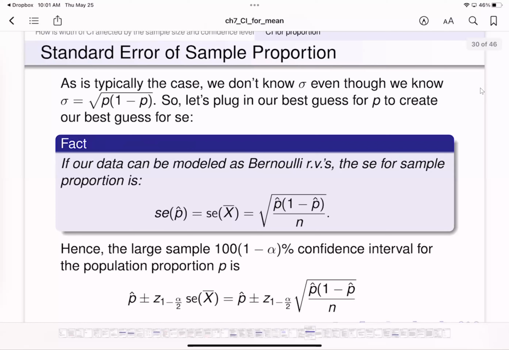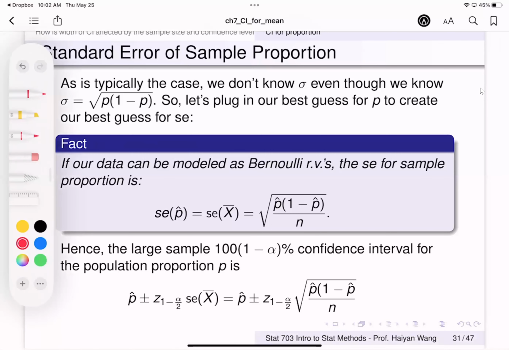When we have continuous data, we were able to use the sample standard deviation to estimate it. But in the Bernoulli binary data, we already know that the variance is p times 1 minus p, so we can use this p hat times 1 minus p hat to give us the estimate of the variance. Therefore, the standard error of X bar will be estimated by p hat times 1 minus p hat, divided by n, and take the square root. This is the estimate of the standard error.